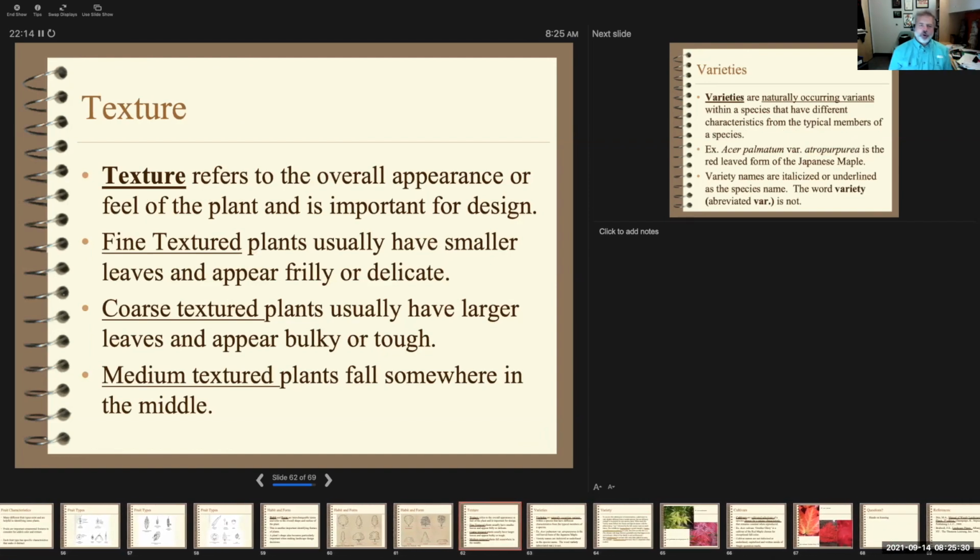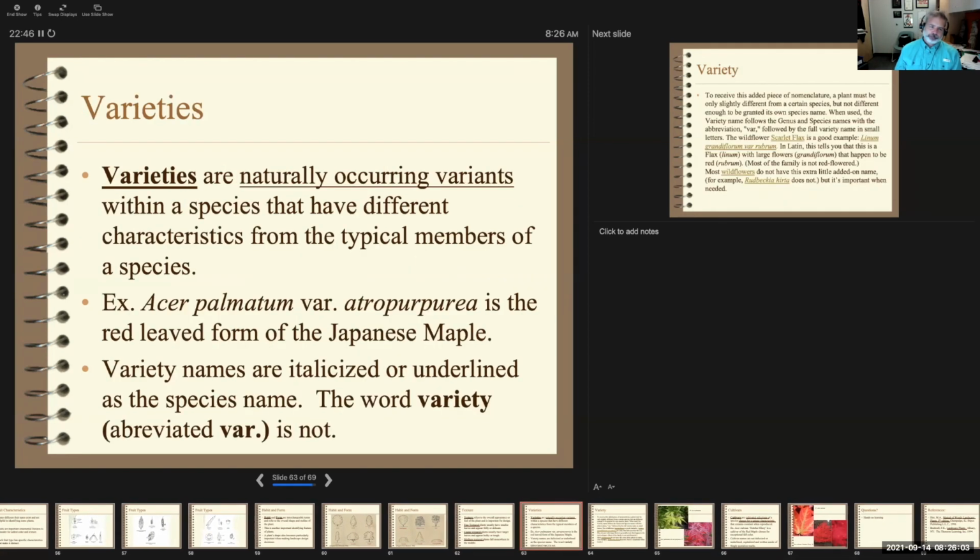Texture refers to the overall appearance or feel of the plant and is important for people who are designing with plants in particular. And I give you 3 examples here of plant textures. Something could be fine textured. Plants usually have smaller leaves and appear frilly. Coarse textured plants usually have big bold leaves, or it might be somewhere in the middle, medium texture. So that's something that you might want to be familiar with, that we use terminology to talk about the texture, like, what is the overall look or feel of that plant.